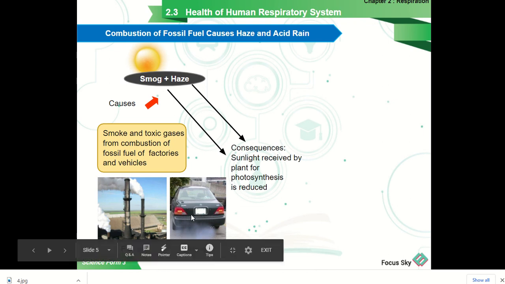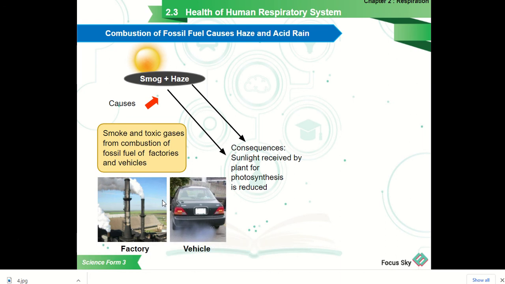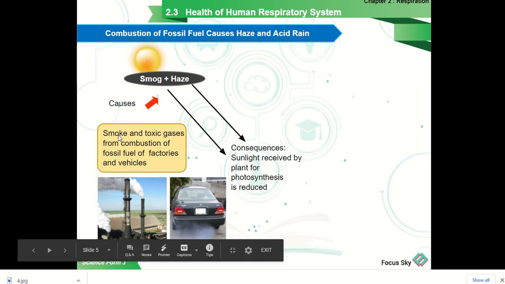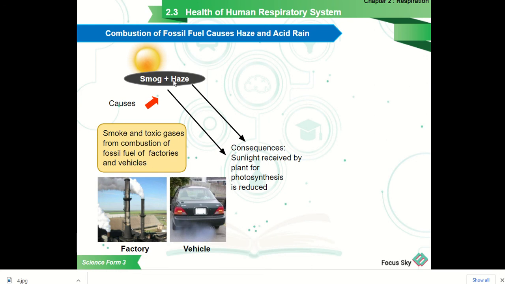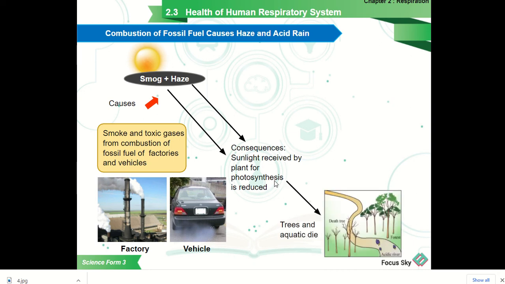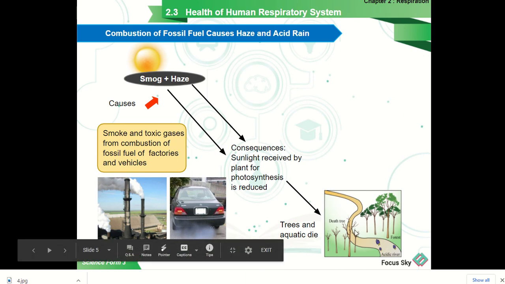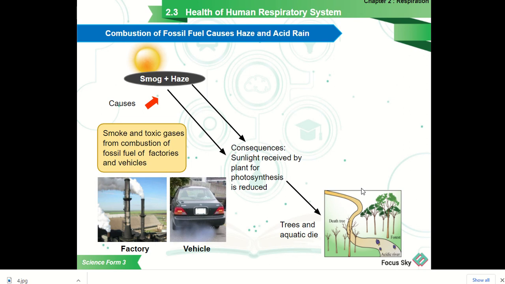Okay, so these are our human activities. We have factories, we have vehicles, and then next they will release the combustion products. What will happen is smoke and haze. And then the consequence is that sunlight received by plants for photosynthesis is reduced. Our vision will also become blurred, limited. Okay, lastly trees and aquatic life will die because there is not enough sunlight.